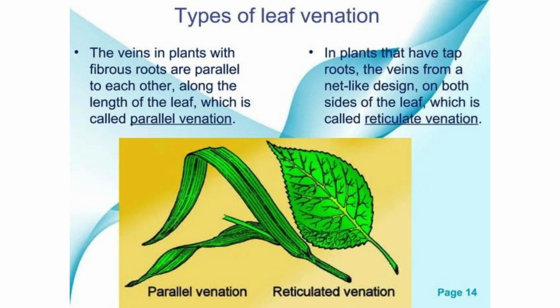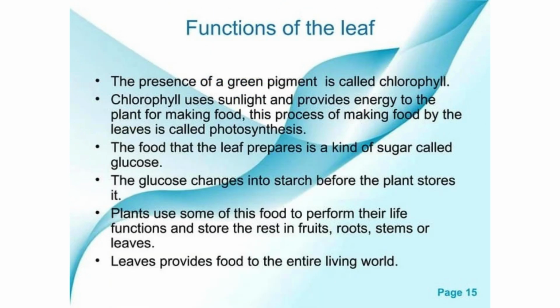What are the functions of the leaf? The green pigment in plant leaves is called chlorophyll. Chlorophyll uses sunlight and provides energy to the plant for making food. This process of making food by the leaves is called photosynthesis. The food that the leaf prepares is a kind of sugar called glucose. The glucose changes into starch before the plant stores it. Plants use some of this food to perform their life functions and store the rest in fruits, roots, stems or leaves. Leaves provide food to the entire living world.